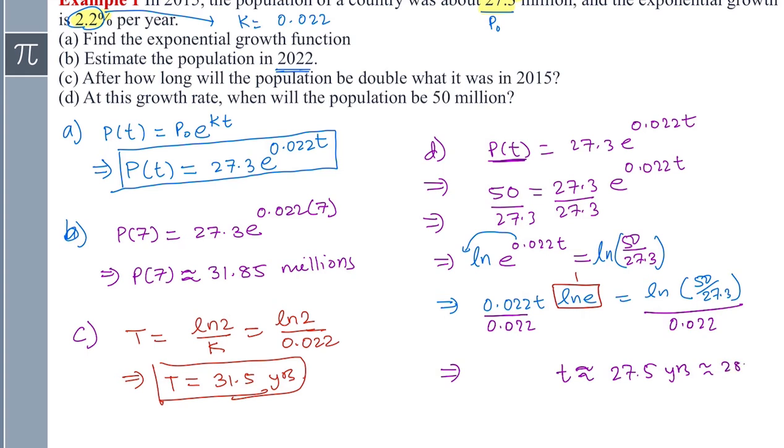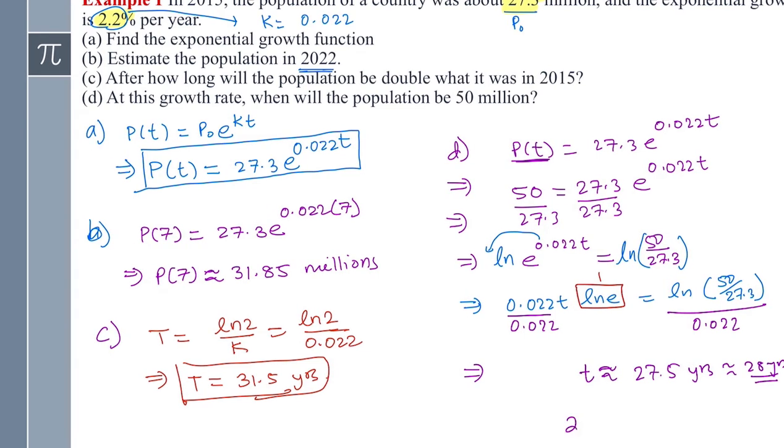Or we can also round it to the nearest year, which means we can say this is approximately 28 years. So the population is going to be 50 million after 28 years, or since we are counting from 2015, this means in 2043 the population is going to be 50 million with that exponential growth rate.